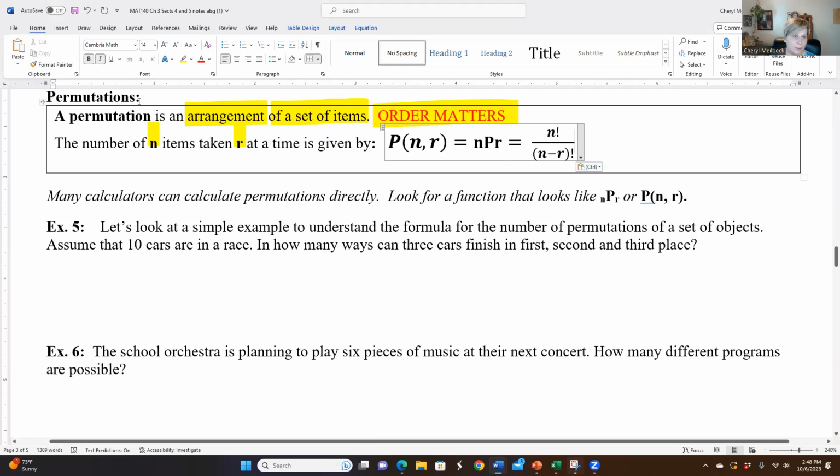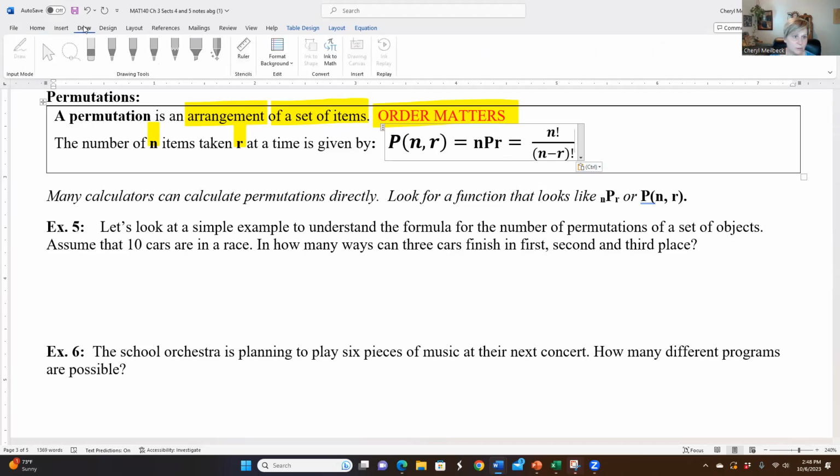The way we write a permutation is we denote it by using a capital P and in parentheses n and r. And then this represents a subscript n in front of the capital P and then a subscript r, or this way. So this is what it means.